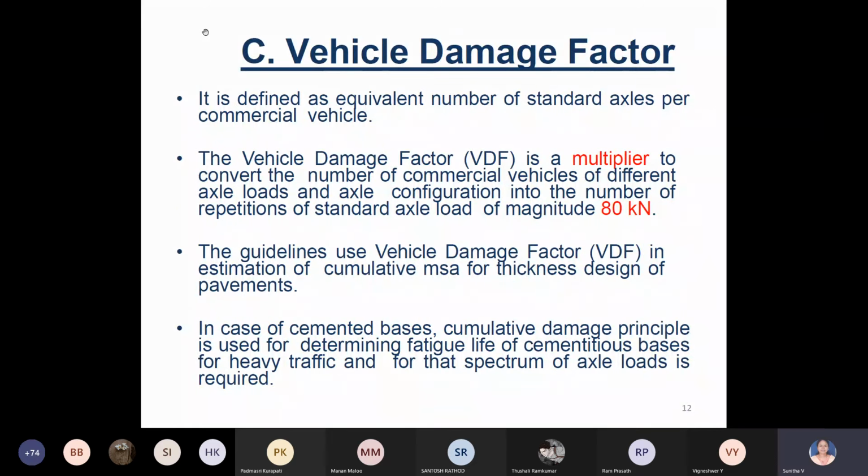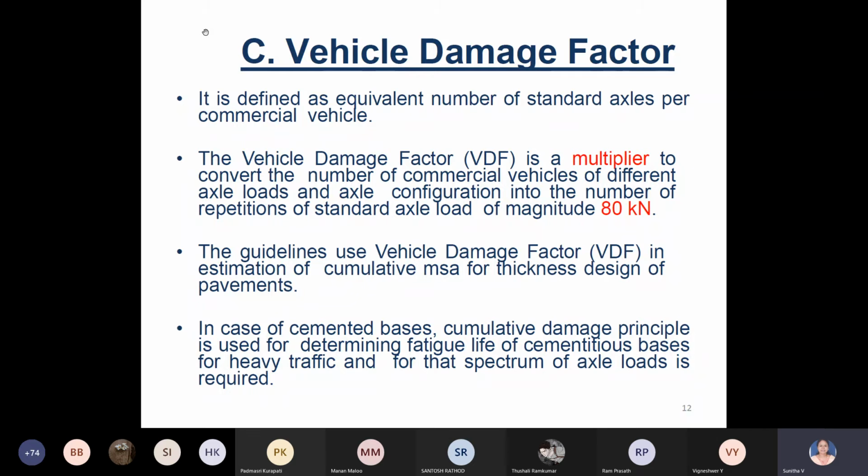So vehicle damage factor. Vehicle damage factor is defined as the equivalent number of standard axles per commercial vehicle. The vehicle damage factor, VDF, is a multiplier to convert the number of commercial vehicles of different axle loads and axle configurations into a number of repetitions of the standard axle load of magnitude 80 kilonewton. So what it means is, you have the standard axle, so how much for another type of axle? What is that multiplier factor?